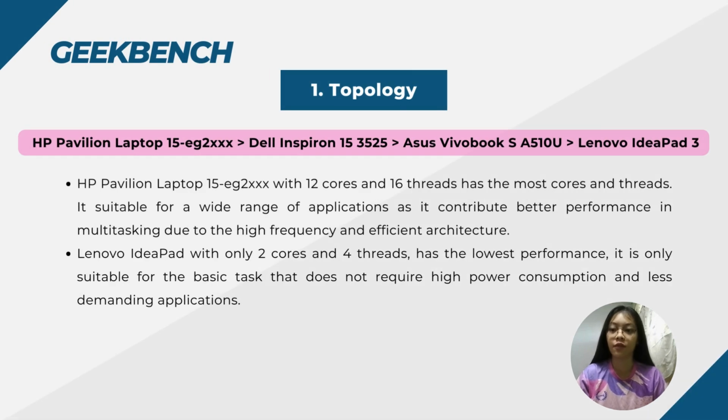The topology part is focused on the cores and threads. The core is important for multitasking performance, while the threads improve responsiveness. So among these four laptops, we can see that the HP Pavilion laptop has the most cores and threads. We can say that the HP Pavilion laptop has a more efficient architecture and has better performance compared with the other three laptops. However, the IdeaPad with only two cores and four threads has a lower performance.